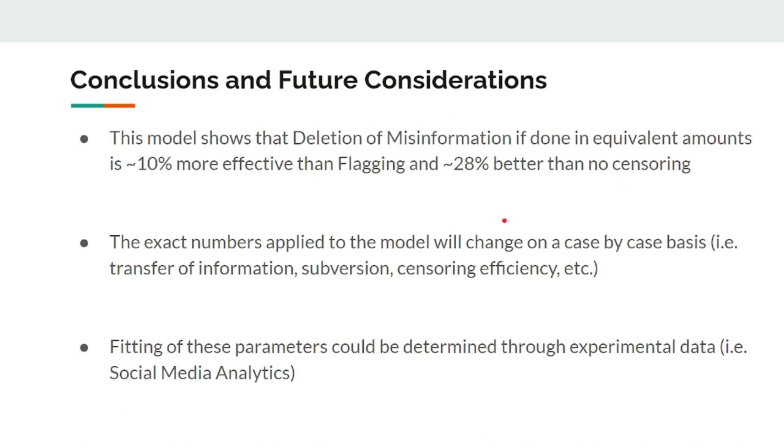In conclusion, we can see that the deletion of misinformation, if done in the same way with the same factors as flagging, is about 10% more effective than flagging and 28% more effective than with no censoring at all. We also see that the exact numbers applied to the model will change on a case-by-case basis, and this is assumed to be similar to what we see with disease modeling, which changes based on the disease and the seasons and the time. We also expect that in the future, we'll want to fit these parameters through experimental data, and we expect to get that experimental data from social media analytics.